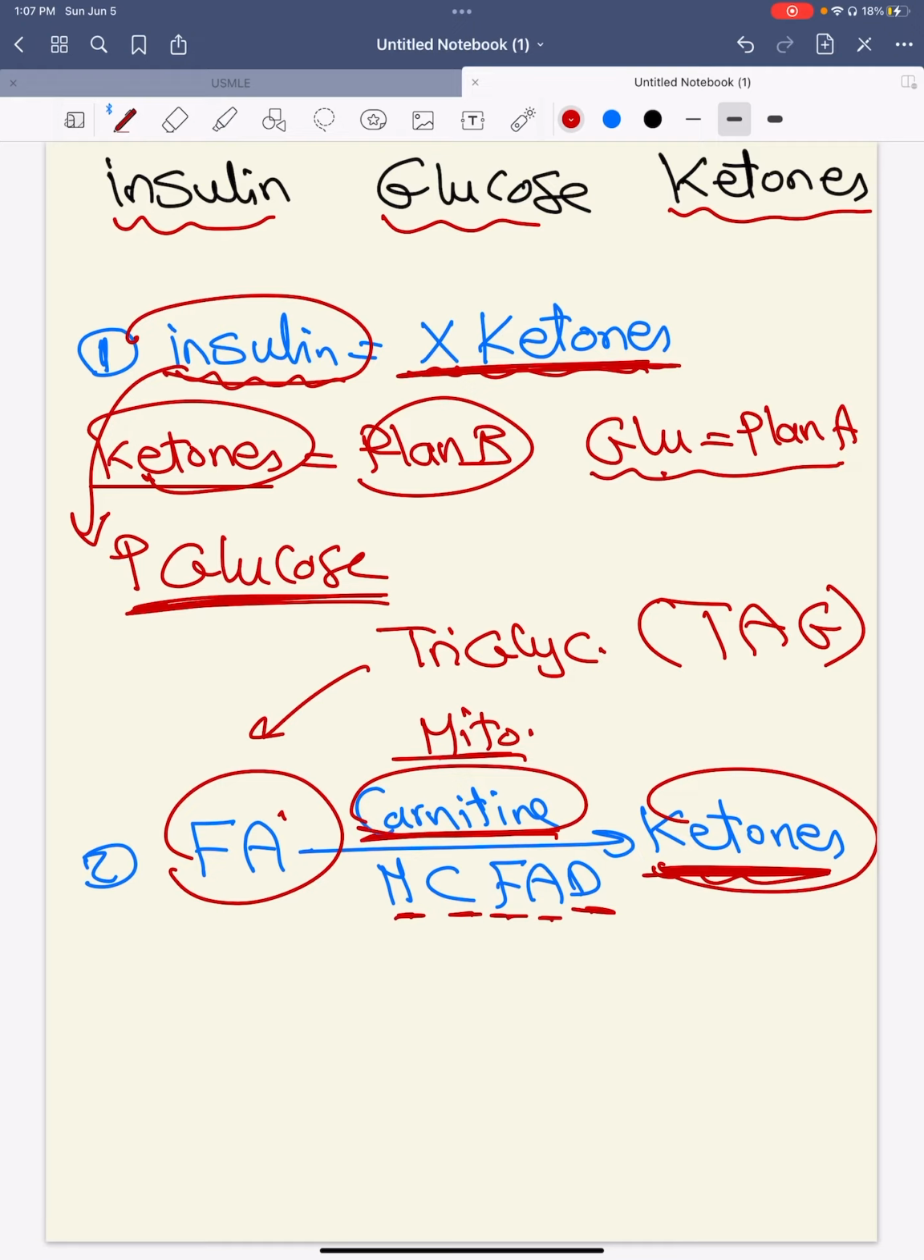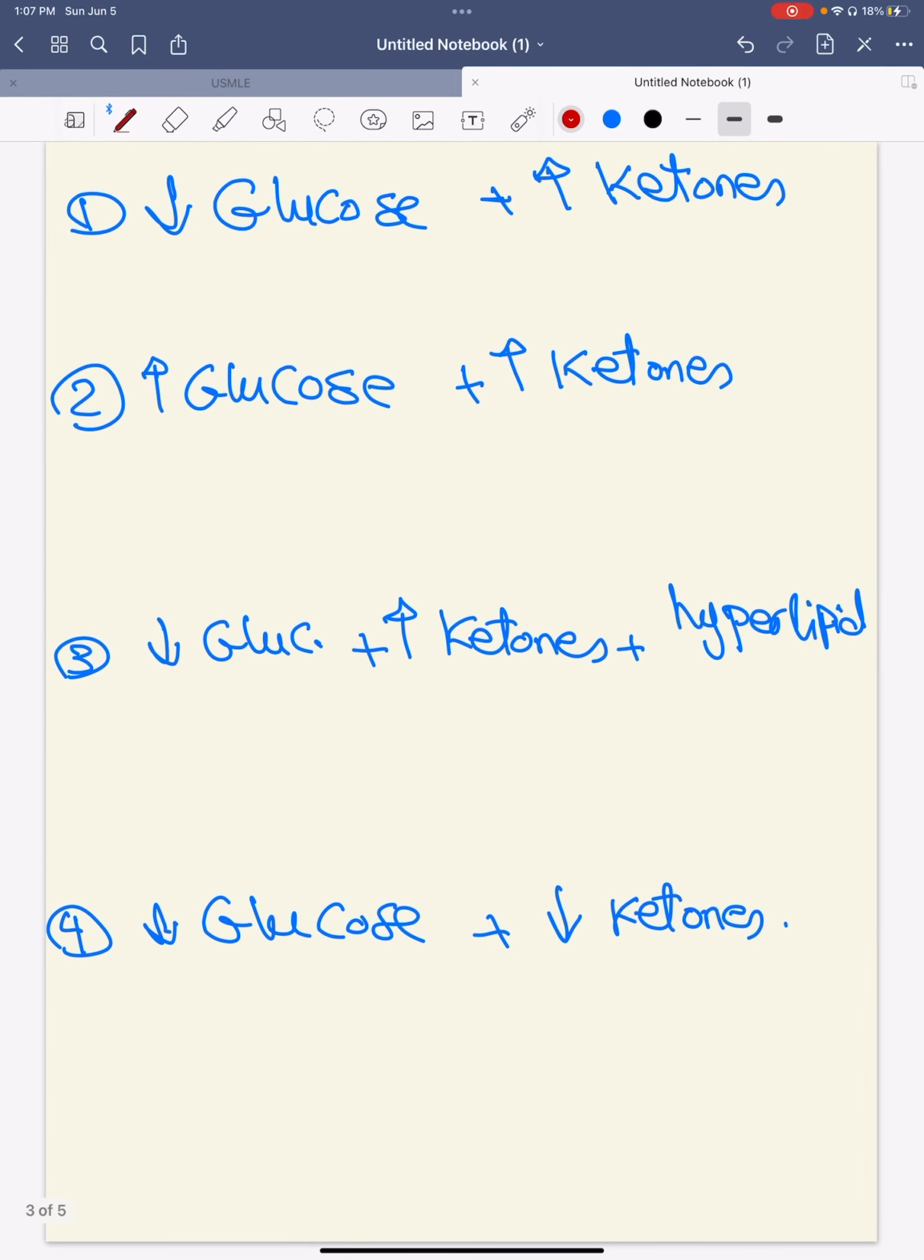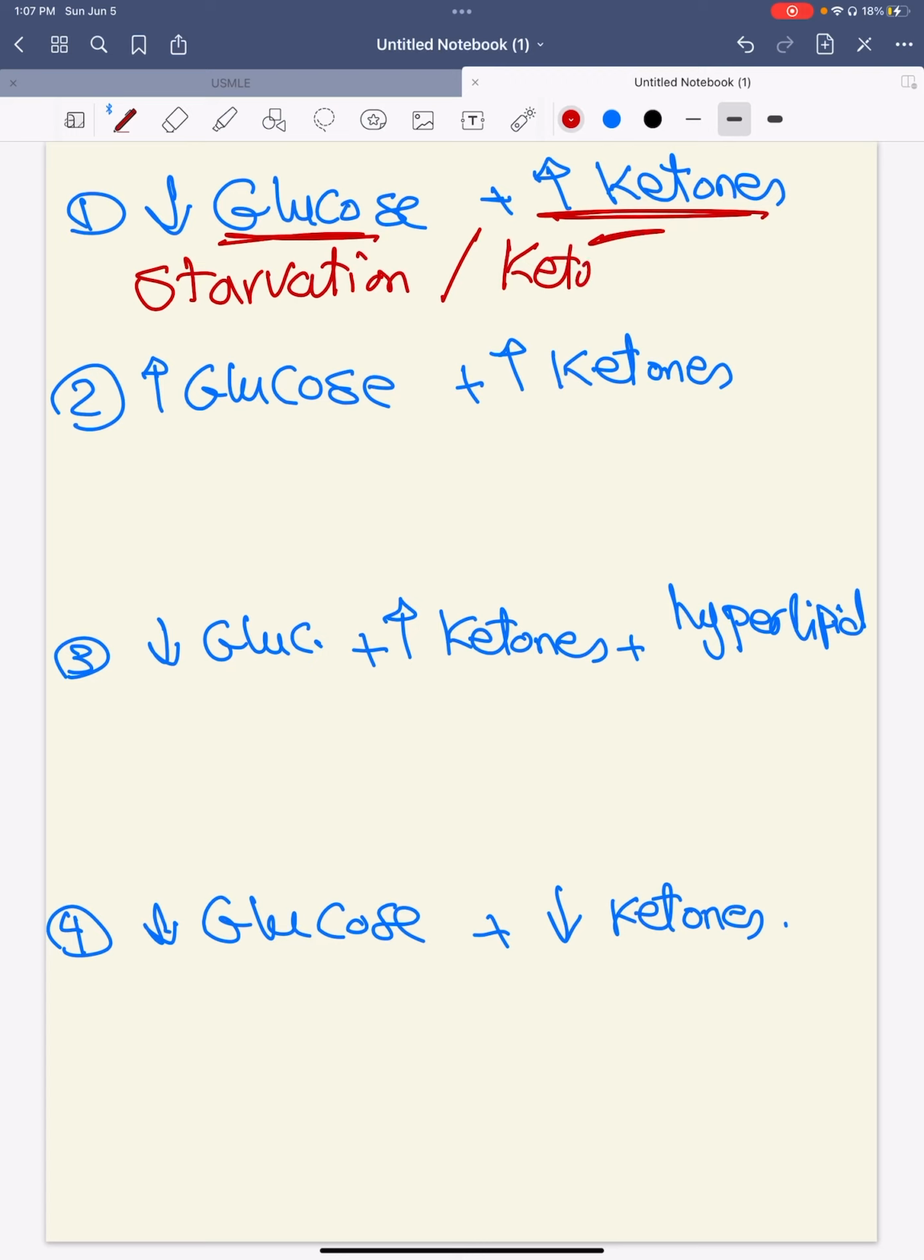Next, here we have four cases. The first case mentions you have low glucose and you have high ketones. This is very normal, right? You don't have plan A, so you get to plan B. And when do you not have glucose? This is in starvation, right? Starvation, or keto diet, right? And that's actually the whole point of keto diet.